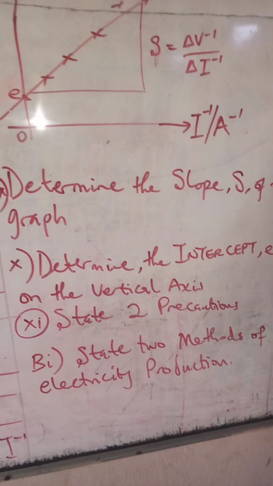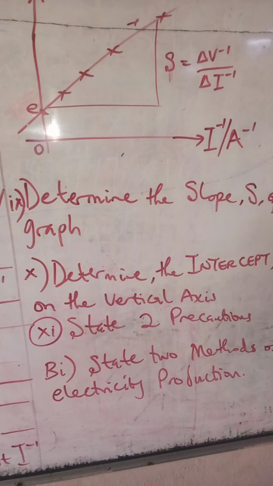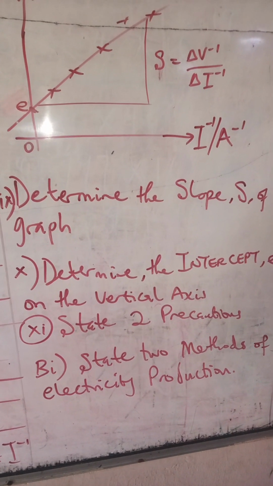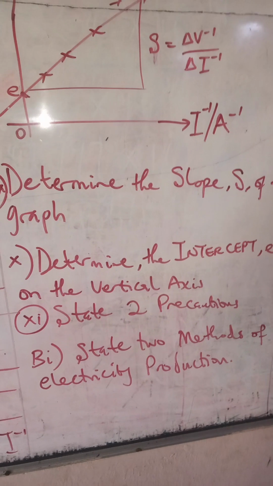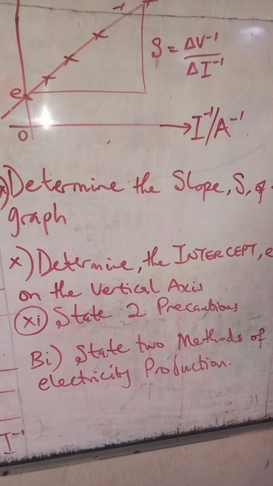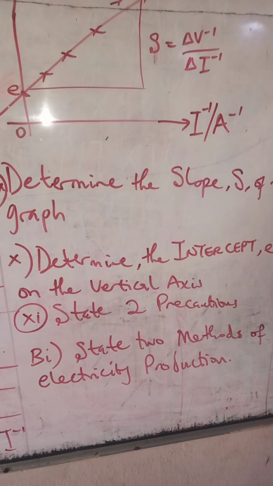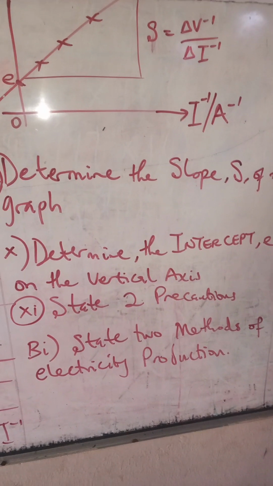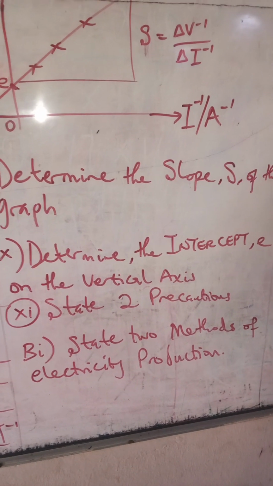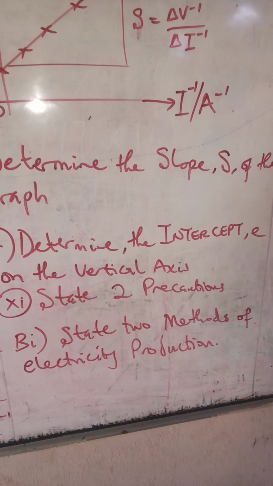State 2 precautions. I ensured I avoided error due to parallax while taking reading from the voltmeter. Another person can say I avoided error due to parallax while taking reading from the ammeter. I ensured tight connections. I avoided reverse biasing by connecting the terminals appropriately.